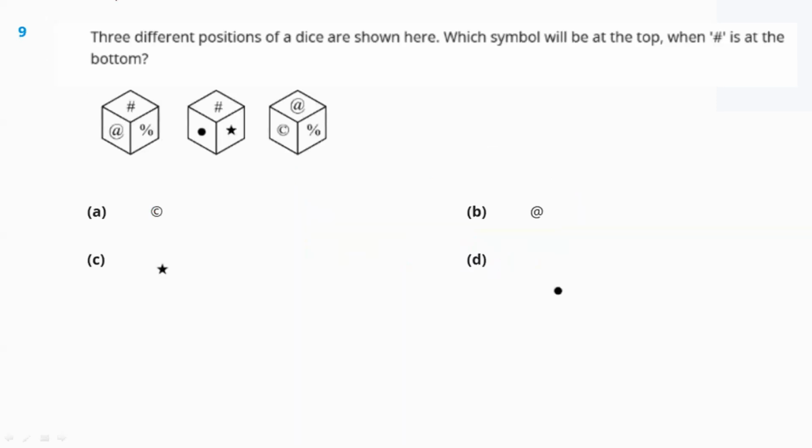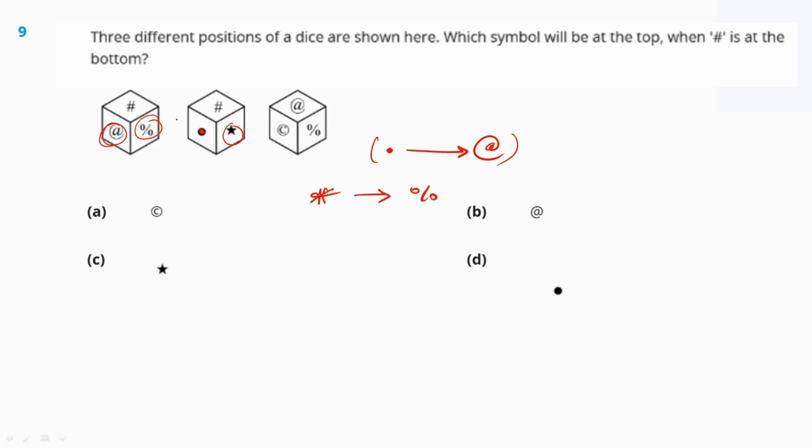Next, three different positions of a dice are shown here. Which symbol will be at the top when hash is at the bottom? So you have to first find out which symbol is opposite to which symbol in the dice. If dot is here and the at-the-rate sign is here, then dot is opposite to the at-the-rate sign. Star is opposite to the percentage sign.